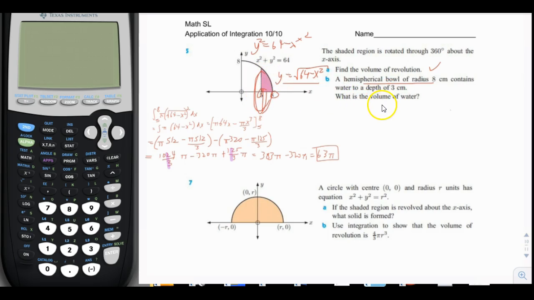So actually all they're saying is, hey, what did you get for part A? And at 63 pi, if you want to put it in a decimal or something to make it a number that sounds more like a volume, you could say 63 times 3.14 equals 198 centimeters cubed.